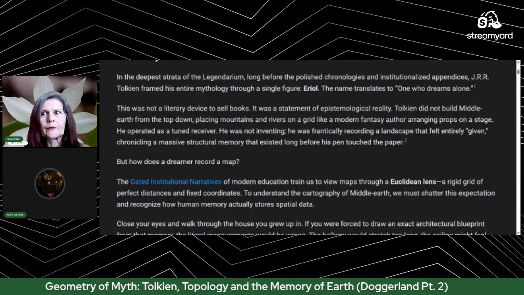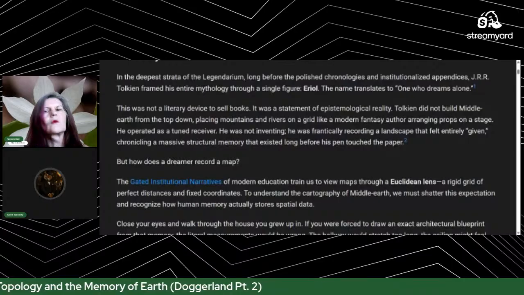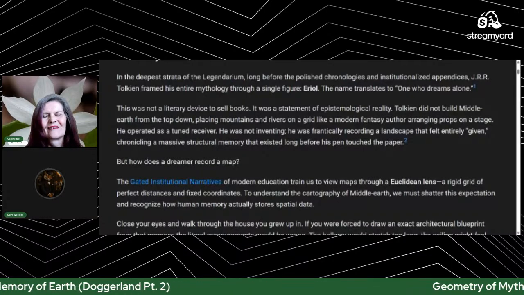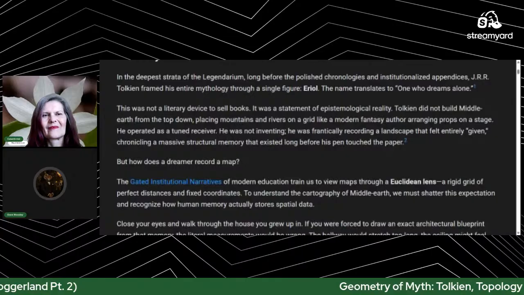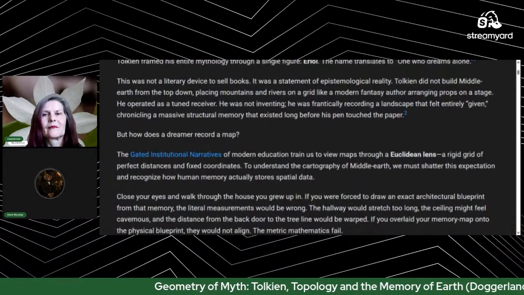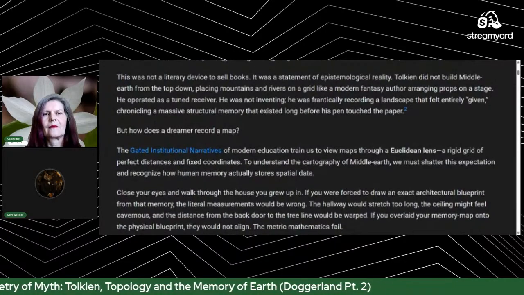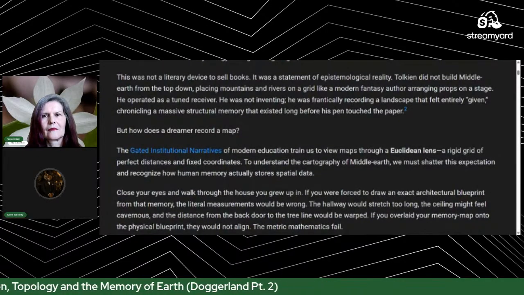Tolkien did not build Middle Earth from the top down, placing mountains and rivers on a grid like a modern fantasy author arranging props on a stage. He operated as a tuned receiver. He was not inventing, he was phonetically recording a landscape that felt entirely given, chronicling a massive structural memory that existed long before his pen touched the paper.